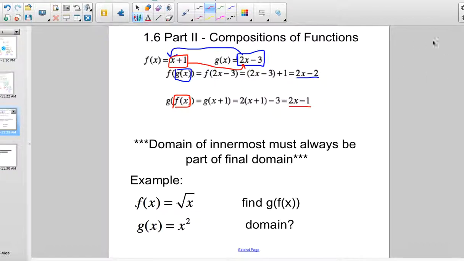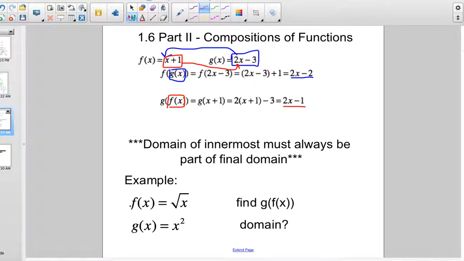Okay? What you always want to keep in mind if I ever ask you for the domain of a composition of functions, the innermost domain must always be part of the final answer. And I'll go through why in a second. So we'll take a look at this example.